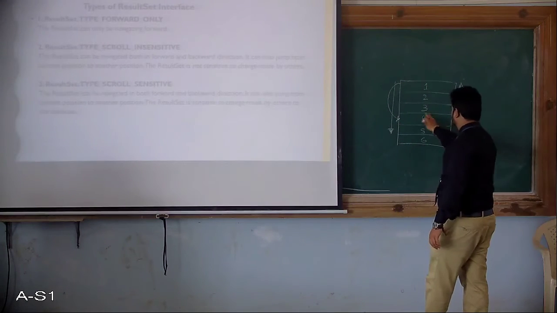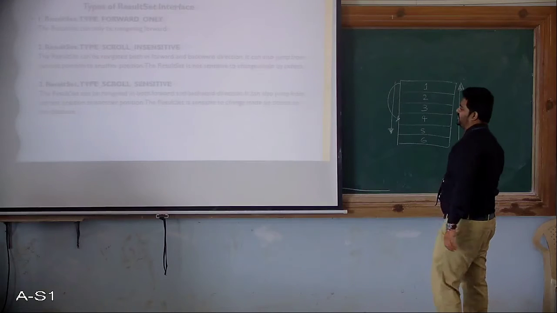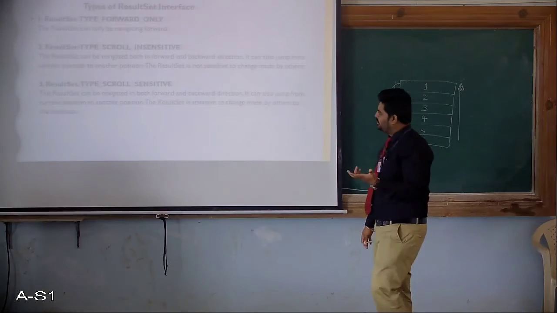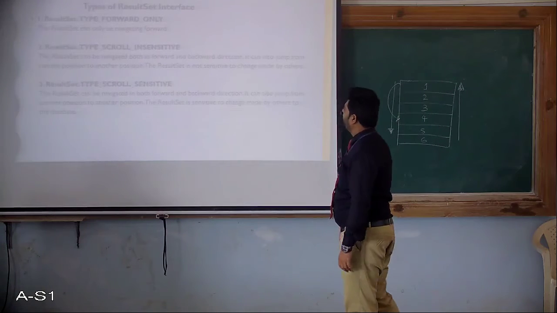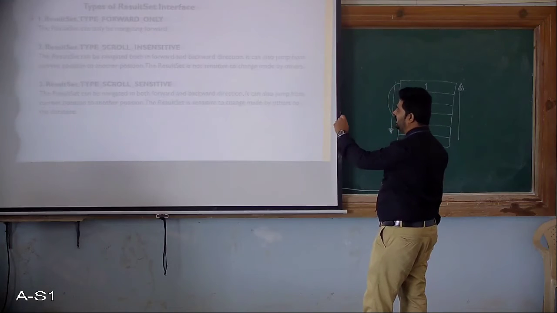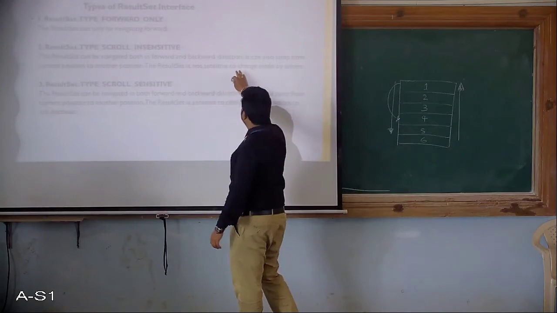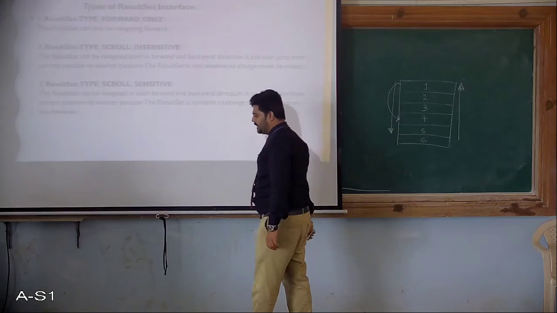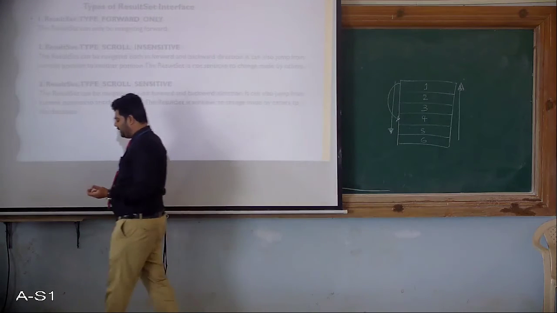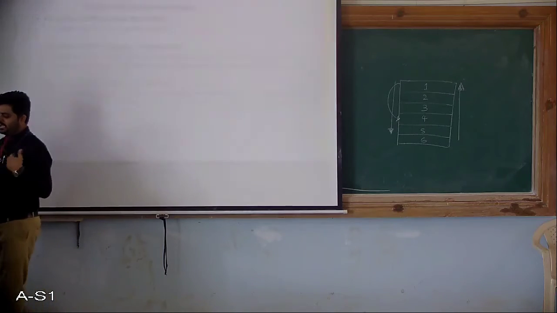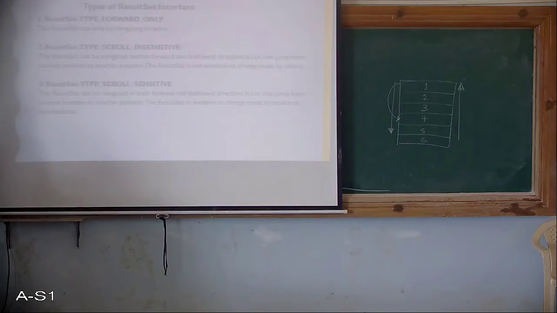You can access directly the fourth element which is present in your result set by using some of the methods we will discuss. Fine. The type scroll insensitive means the result set is not sensitive to changes made by others. So whatever data is being entered, others cannot modify it. It is not sensitive in that way.